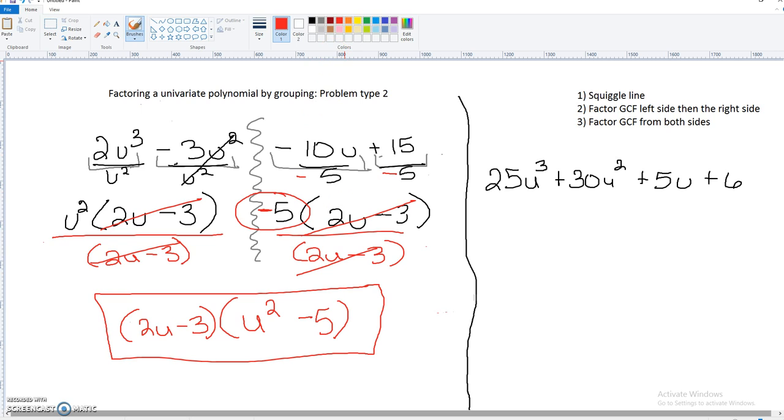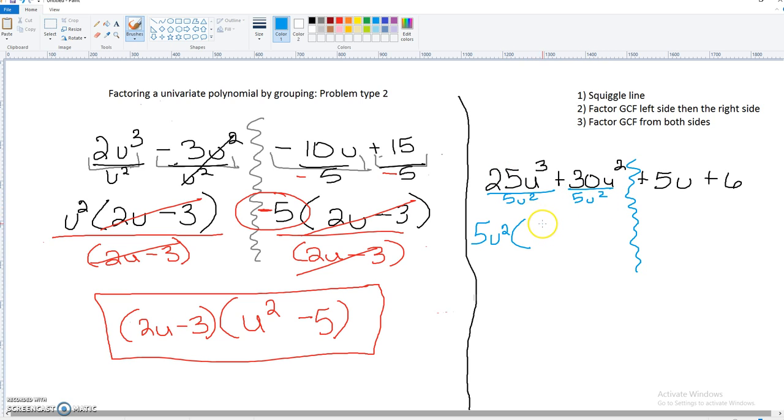Okay, so now we're going to do the same thing to this example, just so that we can see what's going on. And also this one's slightly different, so I want you to see what you can have. I mean, they'll rotate between these two types of problems. So in this one, again, we have four terms. So we're going to do that squiggle line right down the middle. We're going to start with the left side. And between 25 and 30, the greatest common factor would be 5 and u squared. So we're going to divide 5u squared out of both.